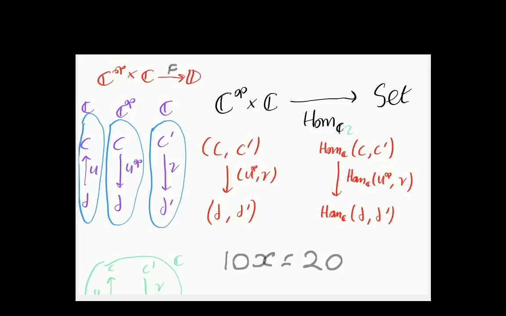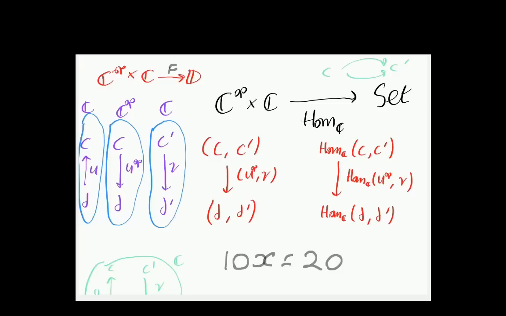So let's just recall how the hom functor works. It takes an object of this category, that will be a pair like C, C dash, and it sends it to the set of arrows from C to C dash. That's this hom set here.